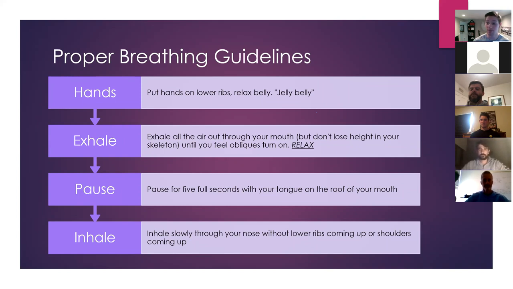Now I've got my obliques. I'm out of air. And then relax, but keep that tension in your obliques to a slight degree, depending on your ISA. Pause, and then inhale through your nose. If you do it right, you're going to feel a ton of expansion happening within your rib cage, hopefully.